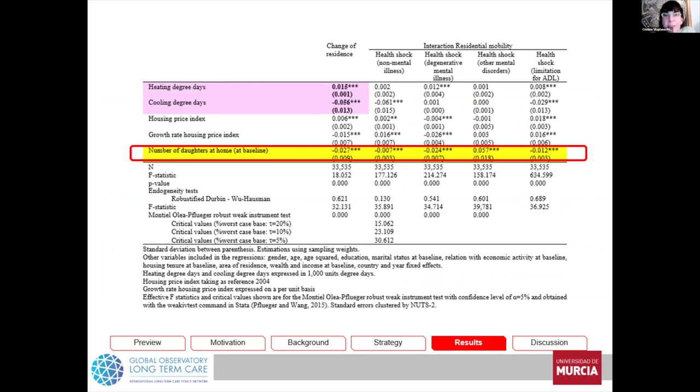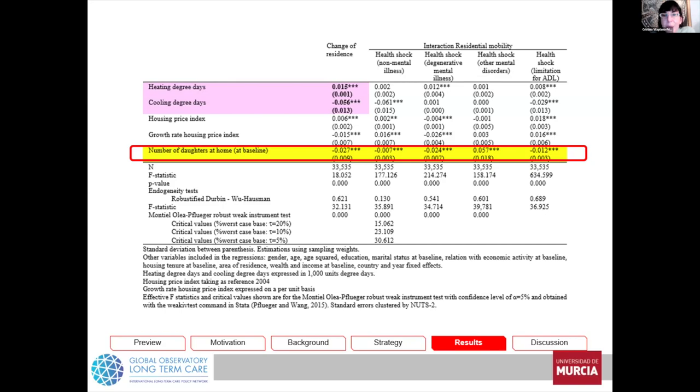Now we go to the second model. In this case, we are going to analyze first the first stage regression. So we have the summary table with the 5 instruments proposed. According to previous literature, the probability of changing of residence is higher if you are living in a region with more heating degree days and decreases with more cooling degree days.